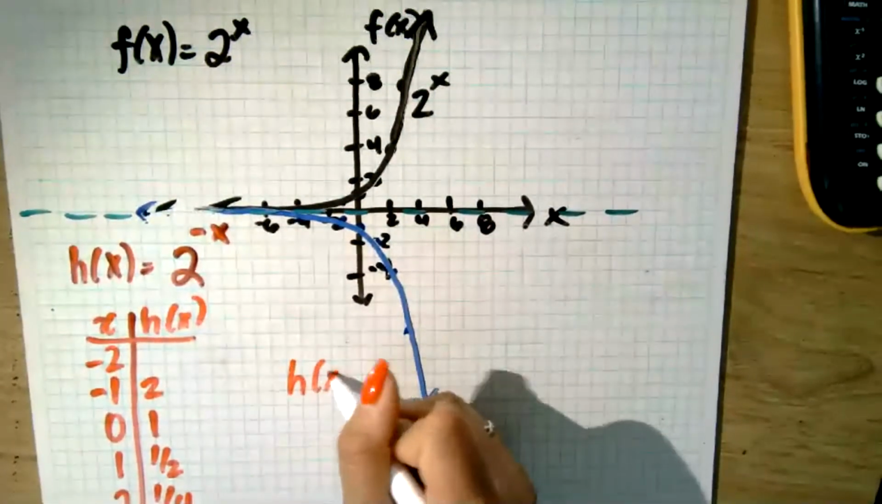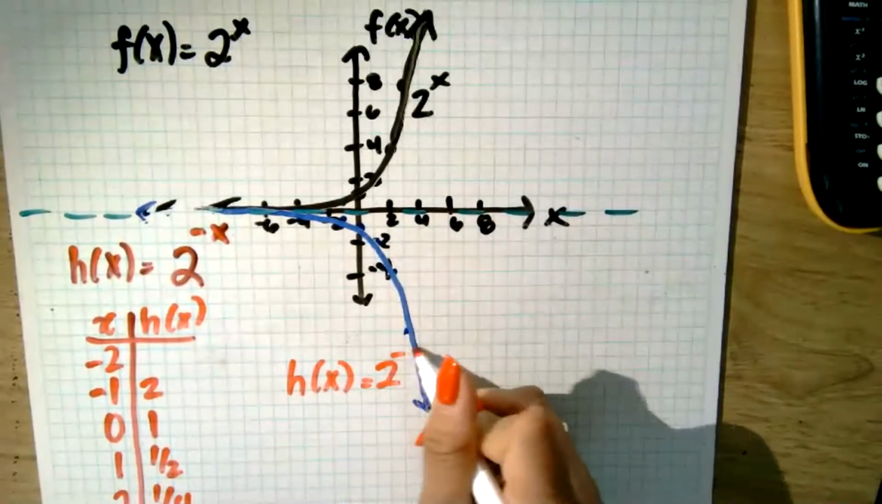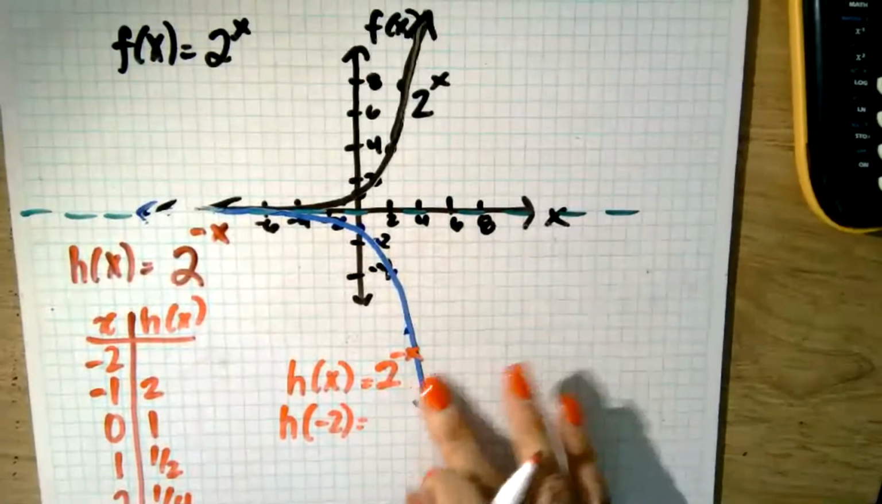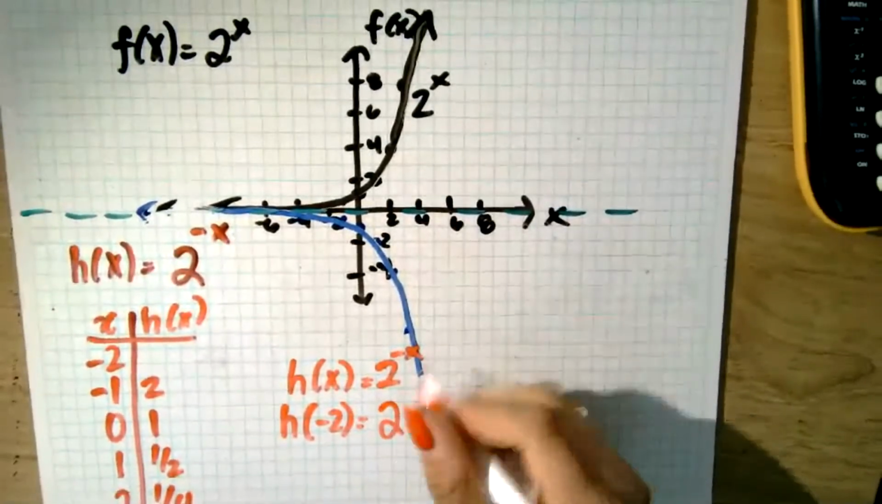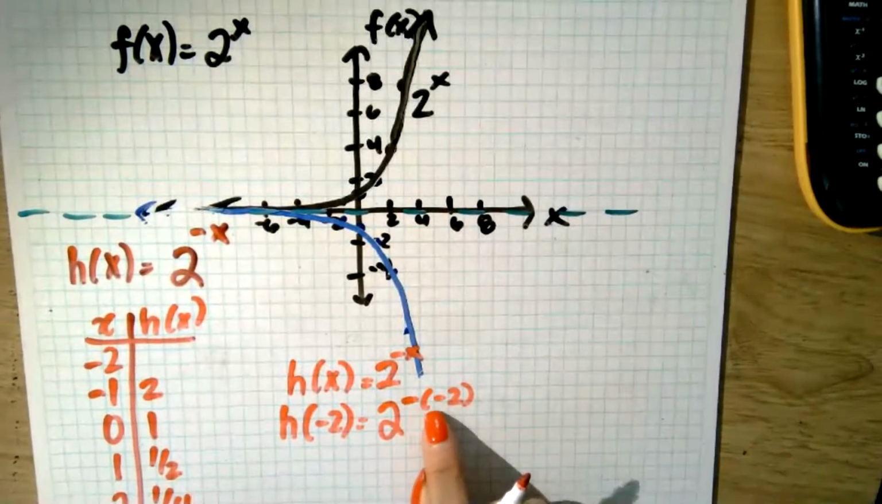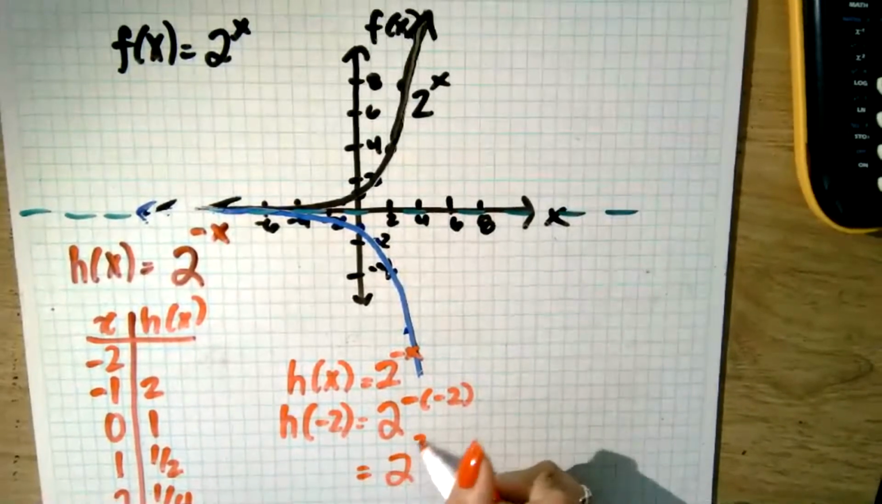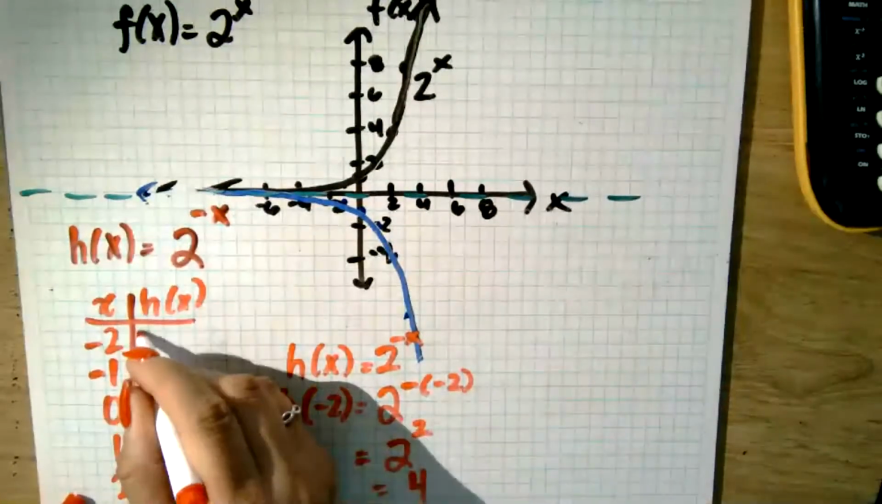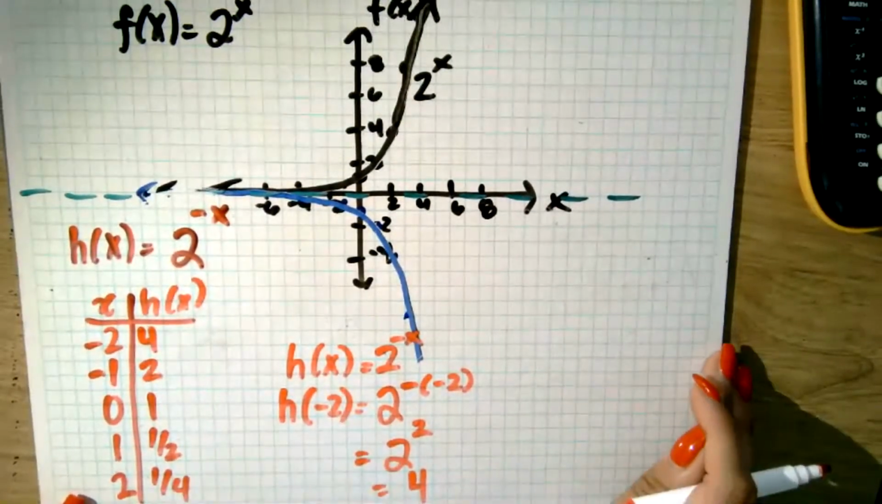So I'm going to do this one right here so you can see. I have 2 to the negative x. Okay, so I have h of negative 2, which means 2 to the negative negative 2. Notice I have that right there. A negative times a negative becomes a positive, and that's going to give me 4. See that? So now I have my points.